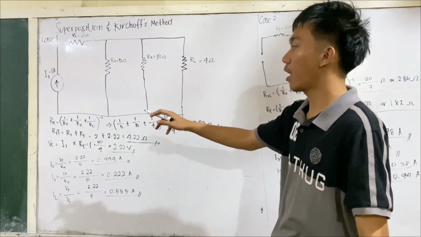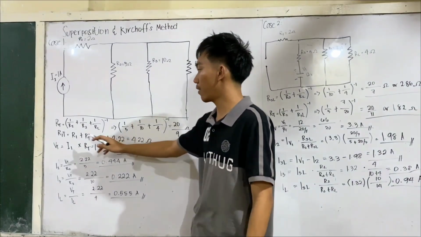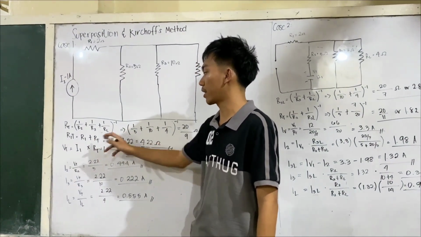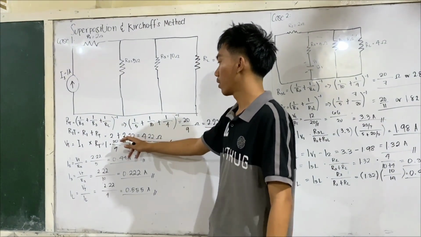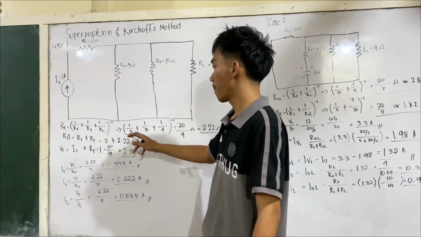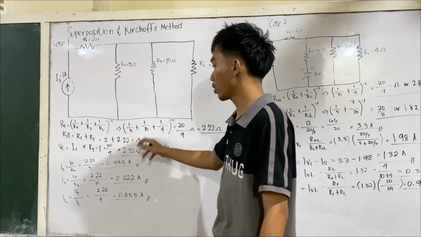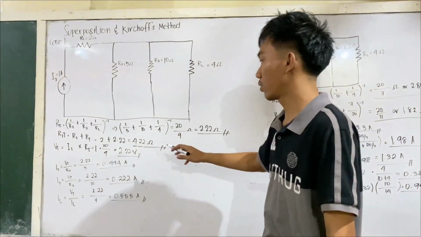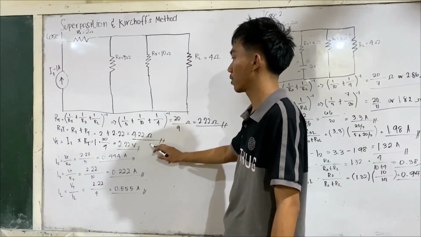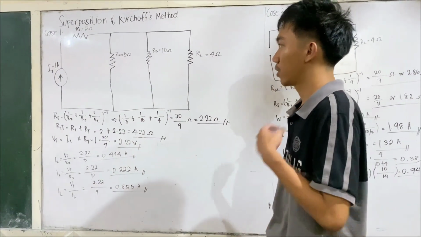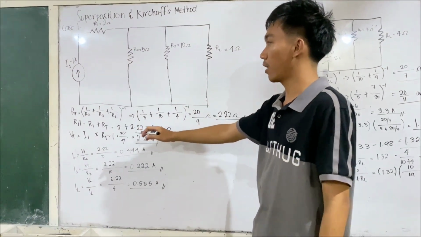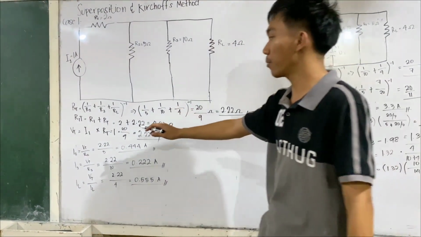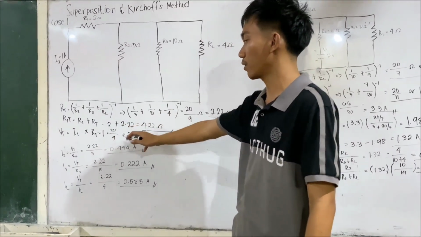Then to get our R1 total, we will have a formula of R1 plus RT. Then we will just substitute the values, R1 of 2 ohms and 2.22 ohms of R total. So we will have 4.22 ohms of R1 total. Then to get our V total, we have a formula of I1 times R total.